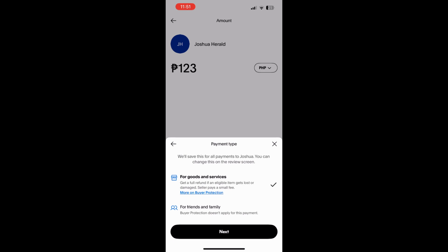PayPal notes that service availability can vary by country and features selected, and some help pages state that friends and family payments aren't supported on certain accounts. So, if the option is missing, check whether you're sending to a personal account, whether your country supports it, and whether the payment looks like a purchase instead of a personal transfer.